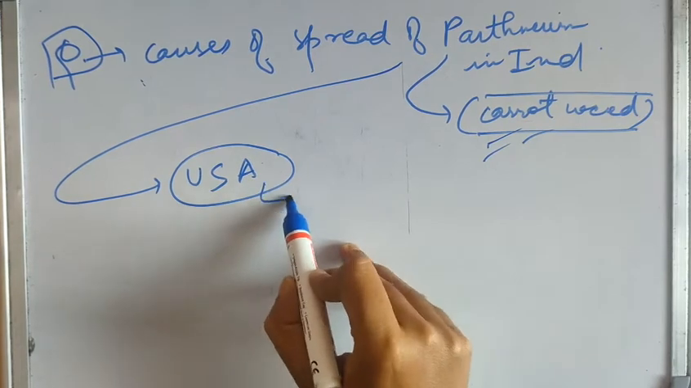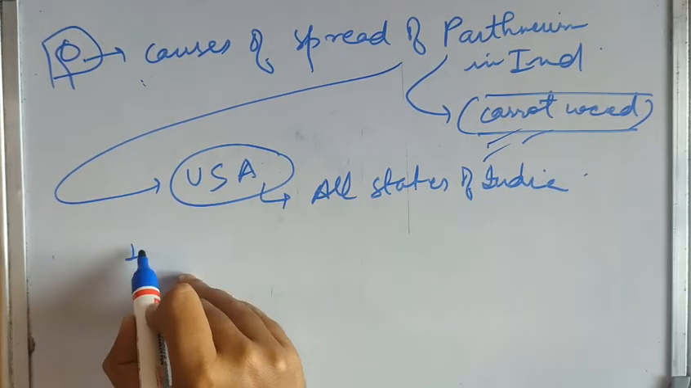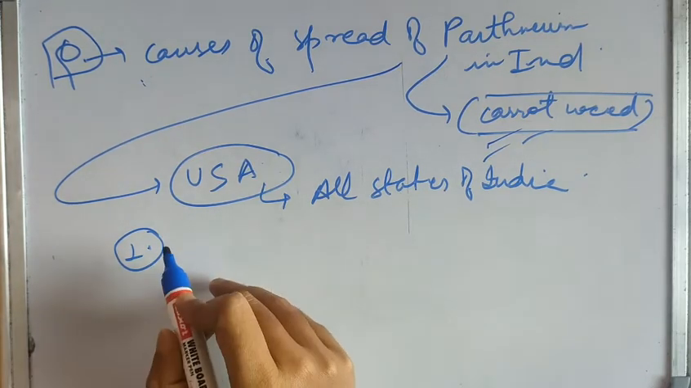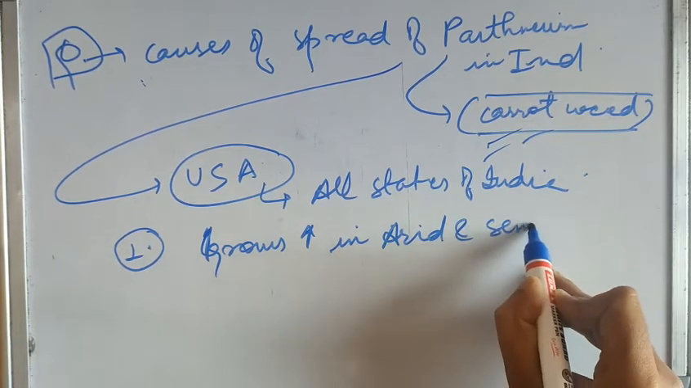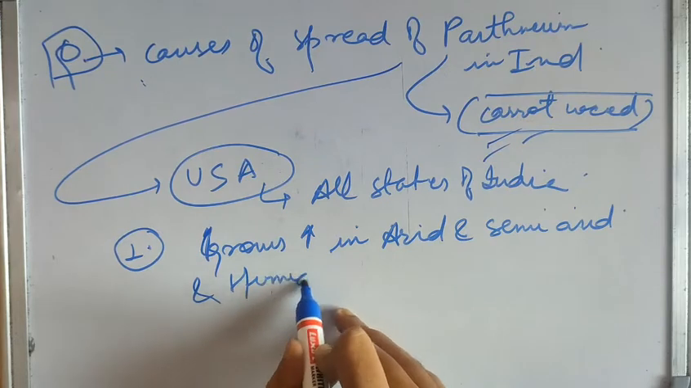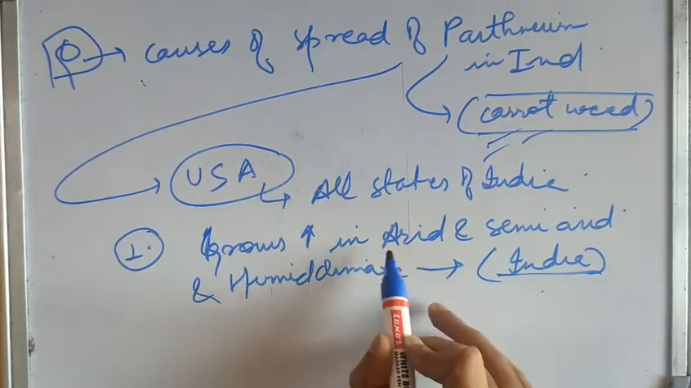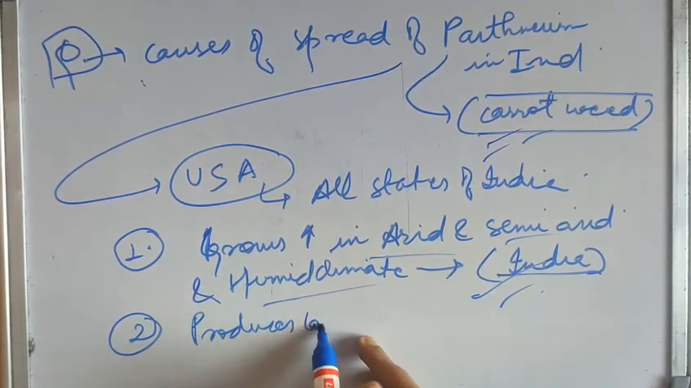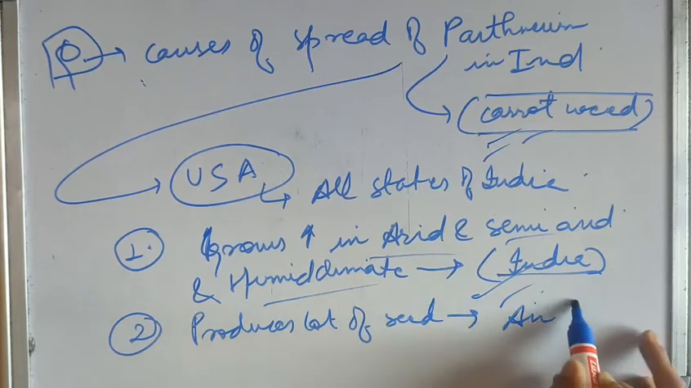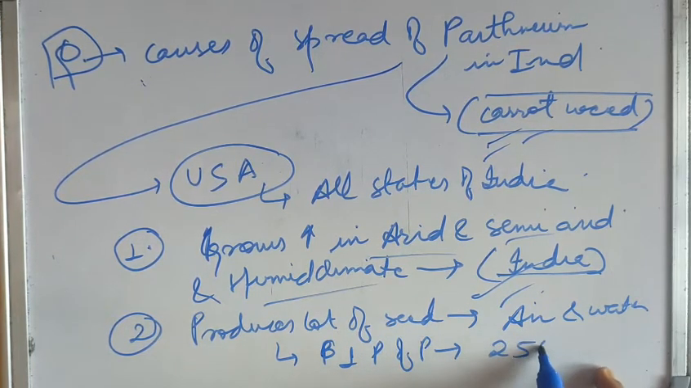It is reportedly found in almost all states of India. So what leads to the spread of Parthenium? It grows fast in arid, semi-arid and humid climate, which it gets easily in India. Number two, you can write, it produces a lot of seeds, which are dispersed by air and water. A single plant of Parthenium can produce 25,000 seeds. I discussed this earlier also. You can see how many seeds it produces.